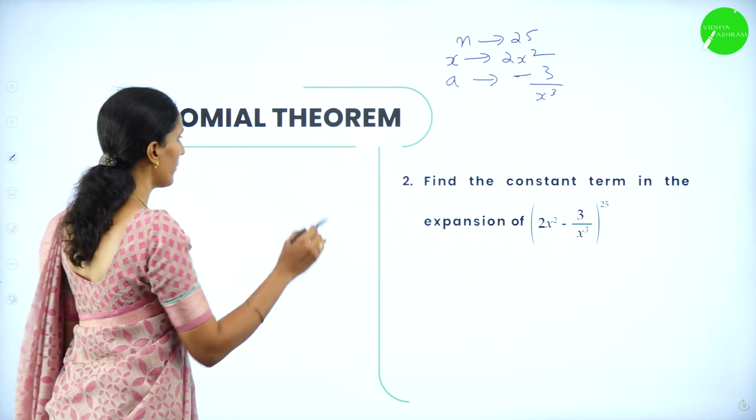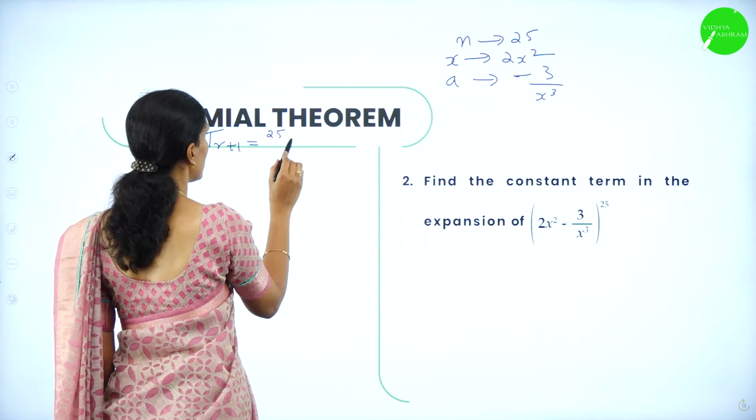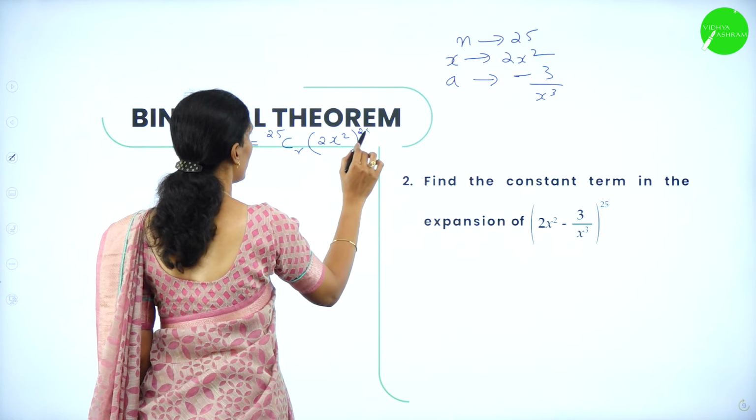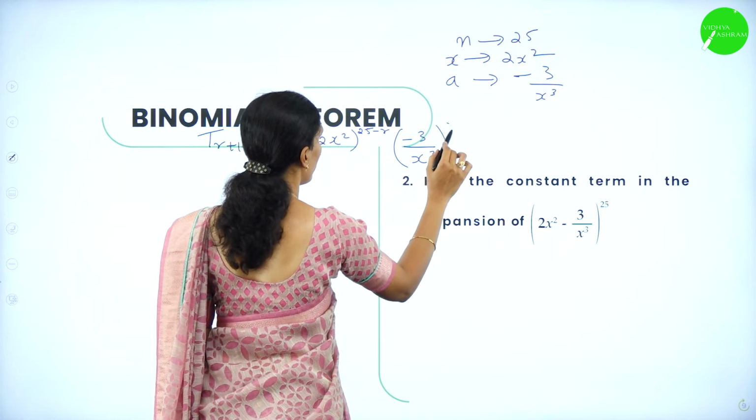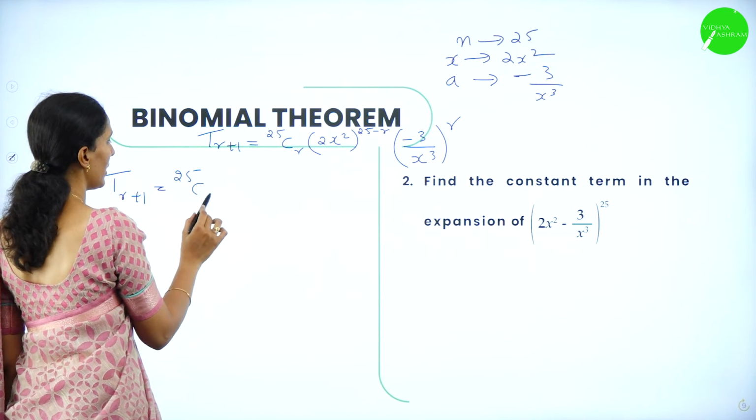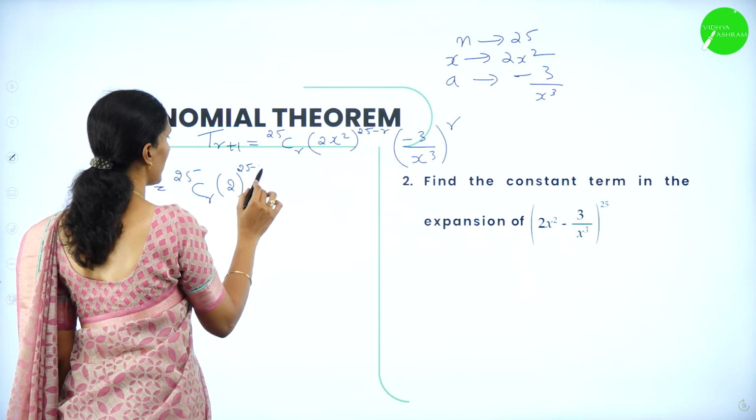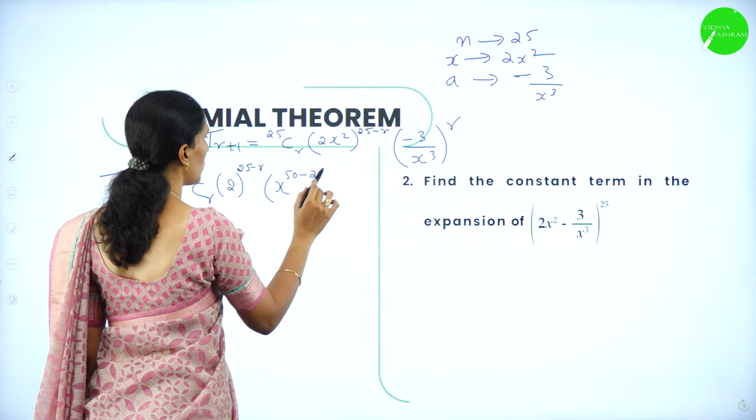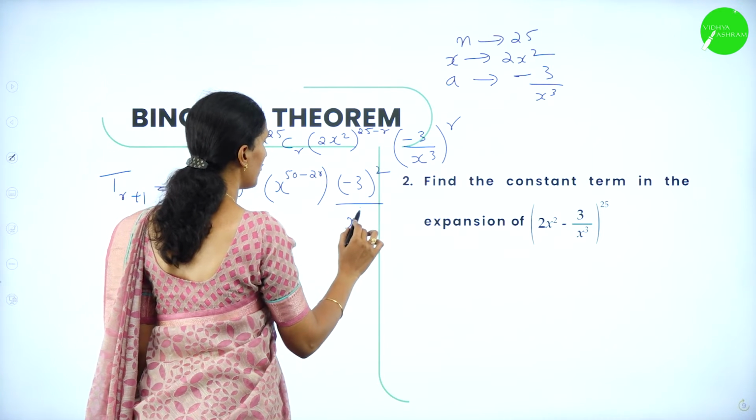Just find the general term. T(r+1) is equal to 25Cr (2x²)^(25−r) (−3/x³)^r. So this is 2 to the power 25−r, and here it is x to the power 50−2r. Here (−3)^r, and here it is x^(3r).